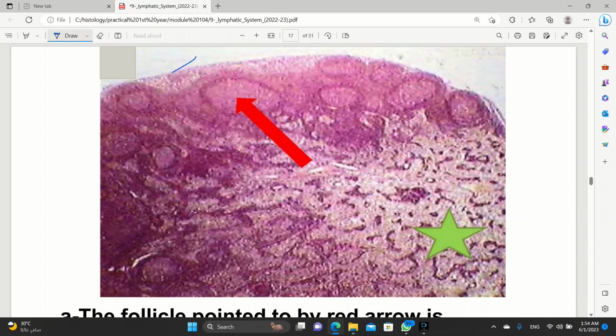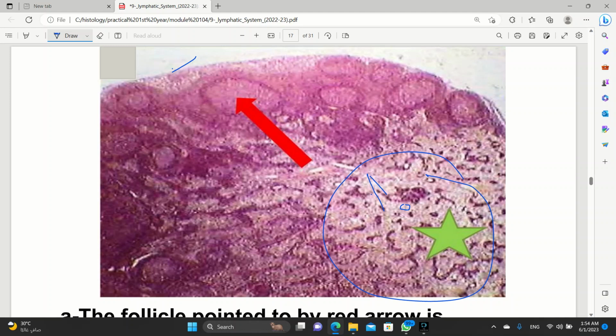The subcapsular sinus isn't really apparent, but you can see it right underneath it. And that's a lymphatic follicle. And that's, of course, a lymph node. And that's the medulla. These are the medullary cords. And that white part is the medullary sinus. And all of this is the medulla.